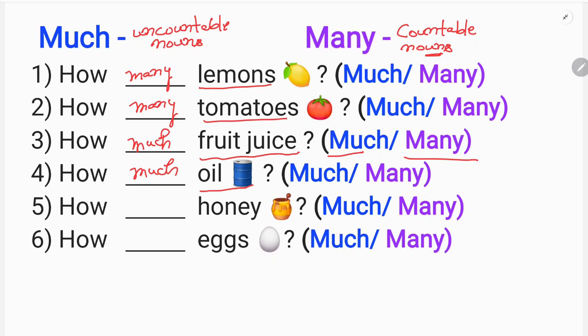Our fifth question is, how blank honey? So again, honey is an uncountable noun. So our answer will be how much honey. How much honey?